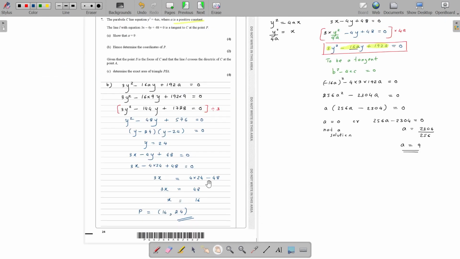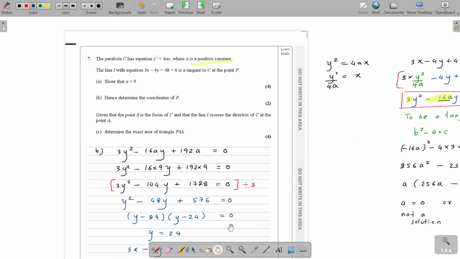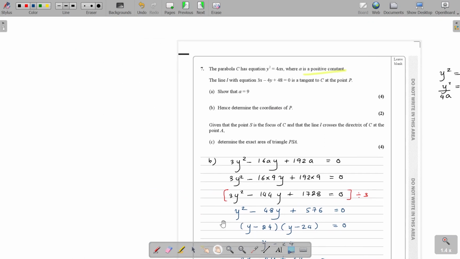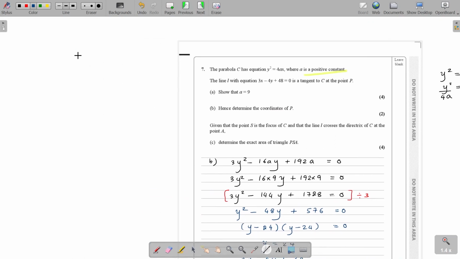And then in the next one they say, given that the point S is the focus of C and that the line L crosses the directrix of C at point A, determine the exact area of triangle PSA. To understand it, it's better that you draw a quick sketch so you realize what is going on. So let's draw a quick sketch. We have a parabola, and you know in a parabola this is how the equation goes, right? This is the parabola equation.